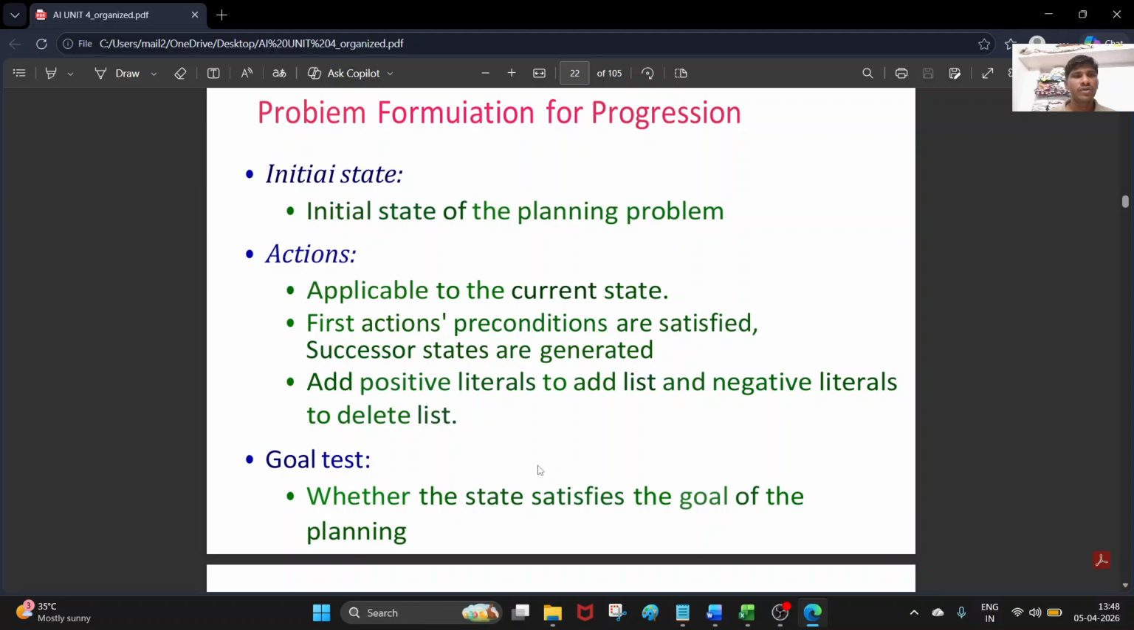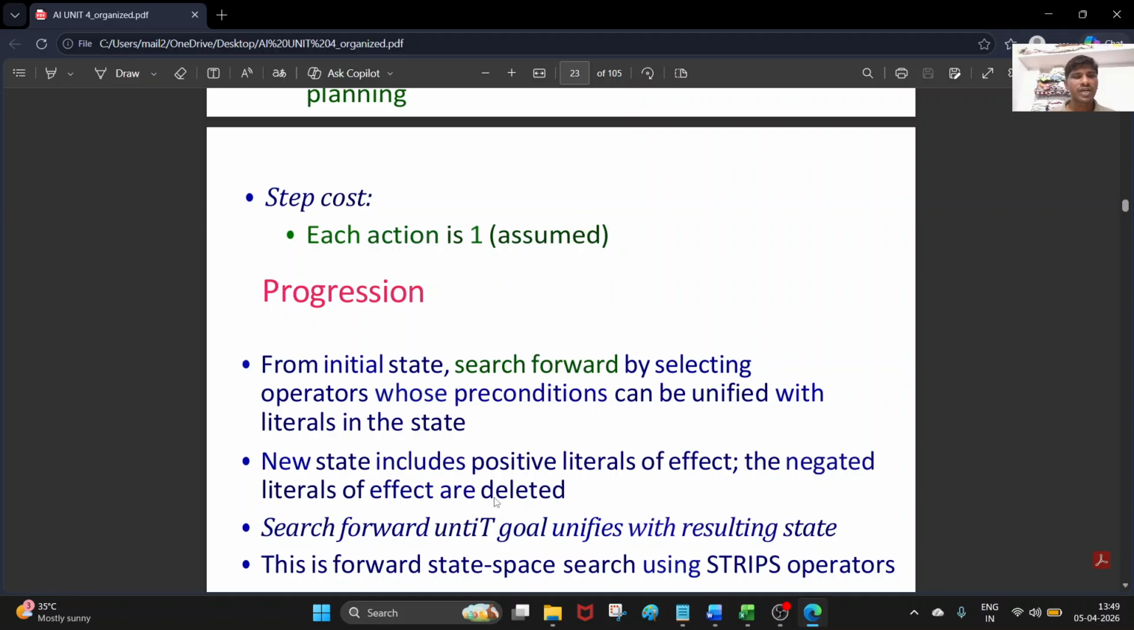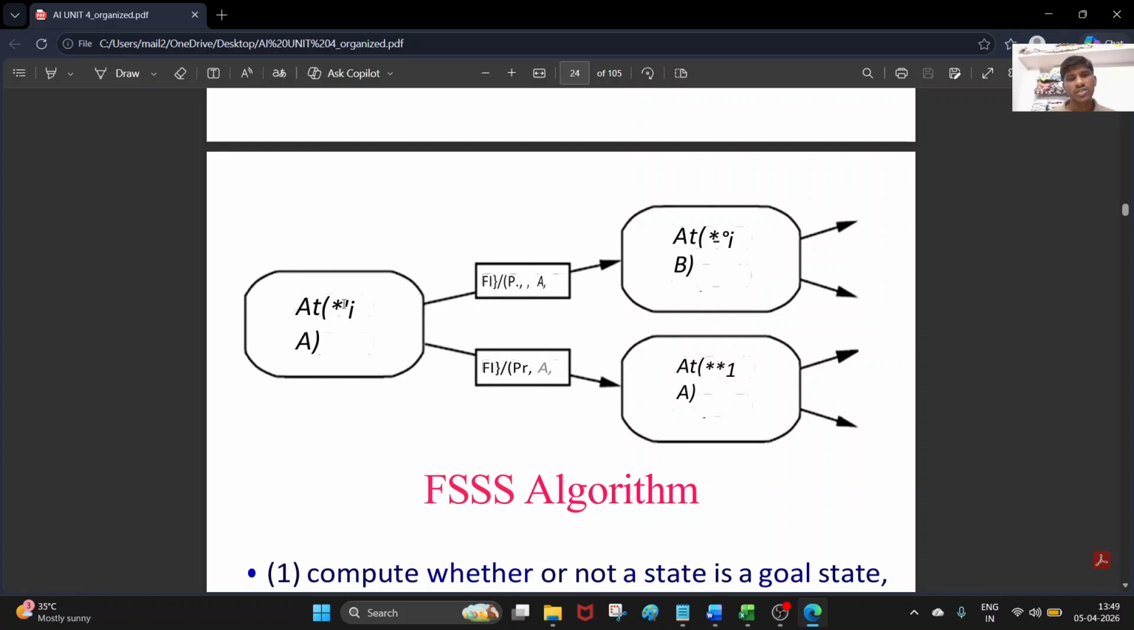So in forward search, the problem formulation for progression: the initial state is the planning problem's initial state. Actions are applied to the current state, adding the positive literals. Then the goal state is that we have to reach the specified goal. Next, the path cost is assumed to be 1. You'll be having the diagram here. Let us consider this diagram.